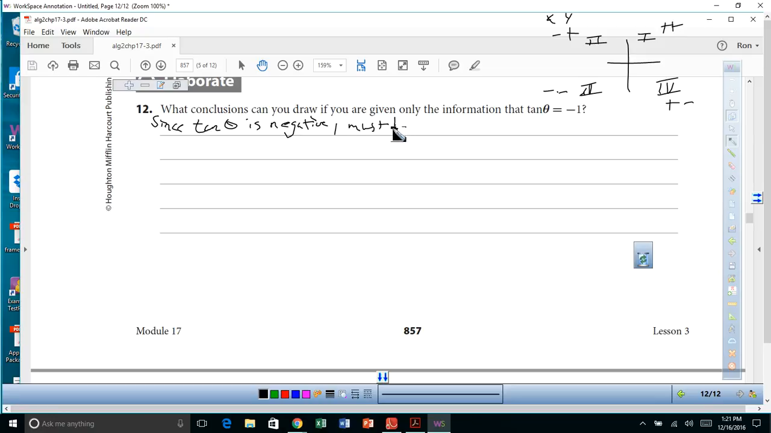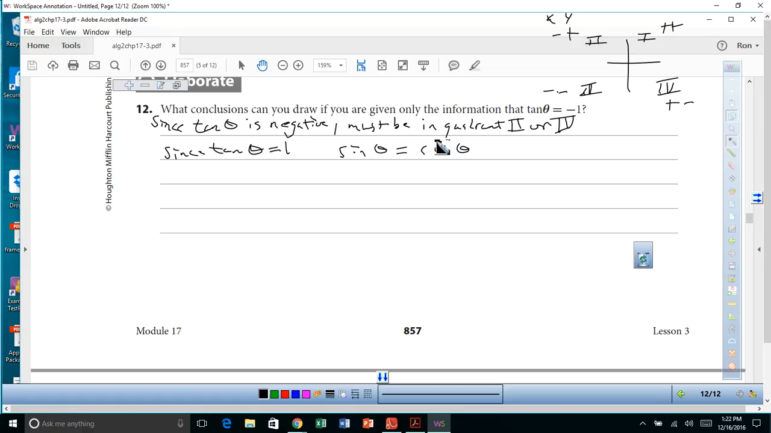Must be in quadrant 2 or 4. Okay. Because their sine and cosine have opposite signs, right? And since it equals 1, it said it equals 1, that means since tangent theta equals 1, sine theta must equal cosine theta.